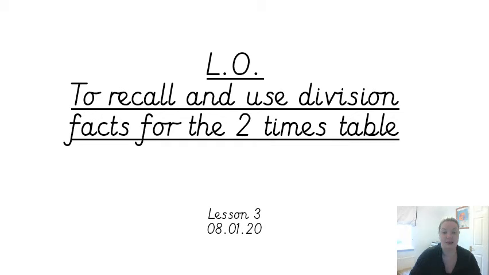So today our learning objective is to recall, which means to remember, to be able to say it off the top of your head, and use. Today we're doing division, and do you remember division is this sign. Facts for, and again we're doing the 2 times table. We've been doing the 2 times table all week, but we're going to keep going over it, and the more we practice the better we get. So today we're doing division. Let's get started.